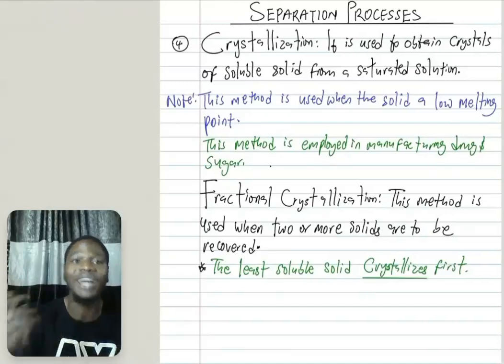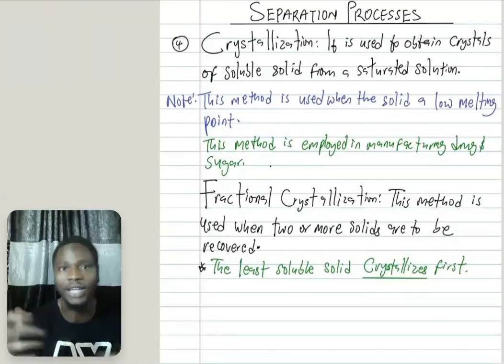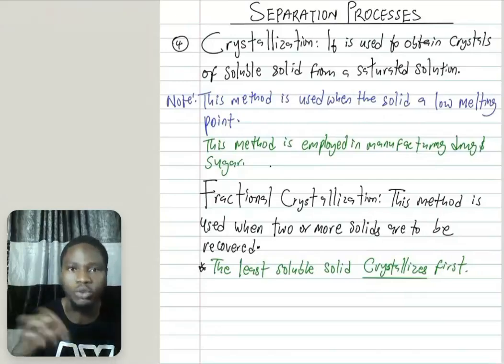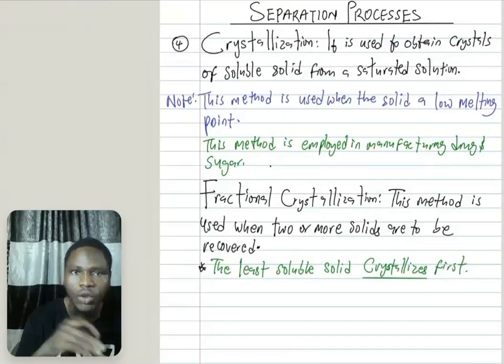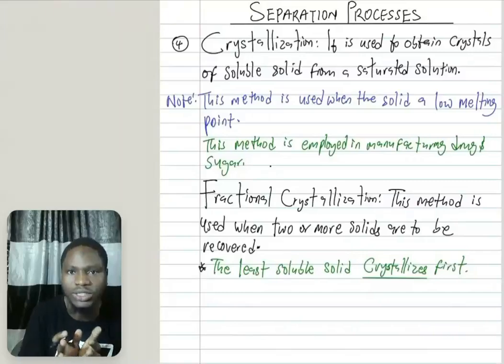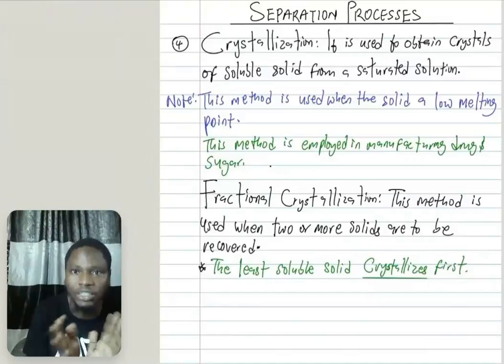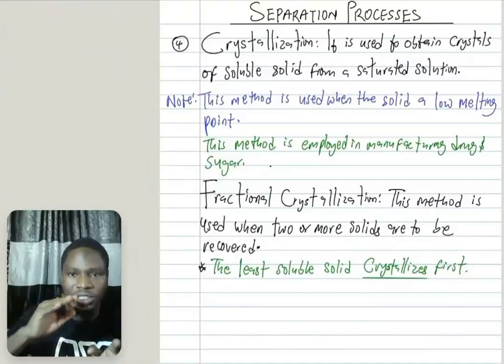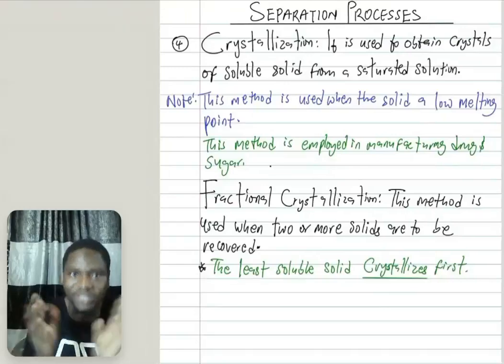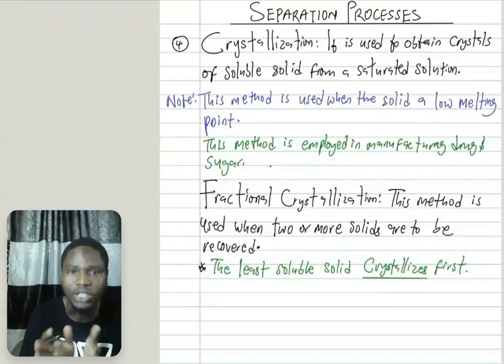Now, how do we even carry out crystallization? Pay attention. When we have a soluble solid in a solution, what do we do? We heat the solution so as to evaporate part of the solvent, to obtain what we call a saturated solution. That is a solution that contains all the solute that it can dissolve. For example, the solute and the solvent are balanced. Good. That's a saturated solution.